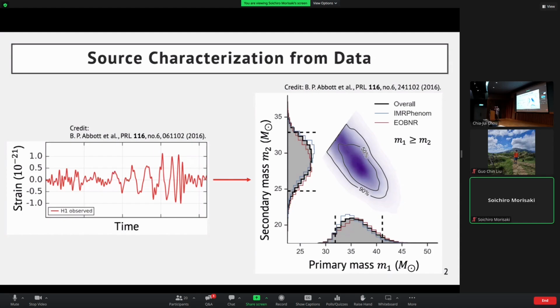All right, then another online question. Why can we not just use the parameters of the template when we do the CBC matched filtering search? Why can we not just use those parameters which pass the chi-square test? Okay, that's also a good question.